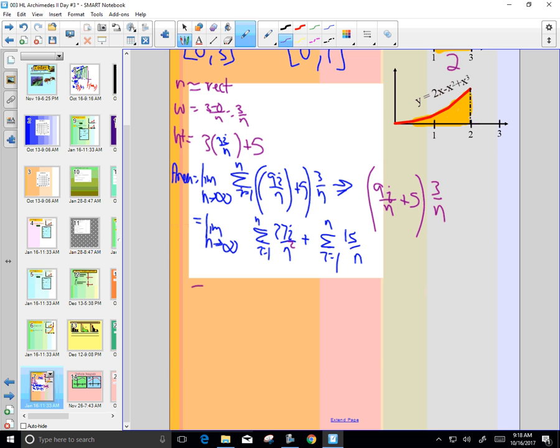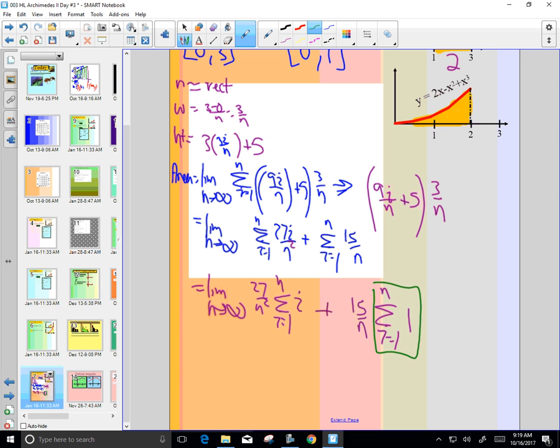So we take the limit as n approaches infinity of the sum, I goes from 1 to n. We're going to put the I here and pull out the 27 over n squared, plus the sum with I equal 1 to n. We're going to pull out the 15 over n and leave 1 out here. This is something, and this is something. So let's see what it is.